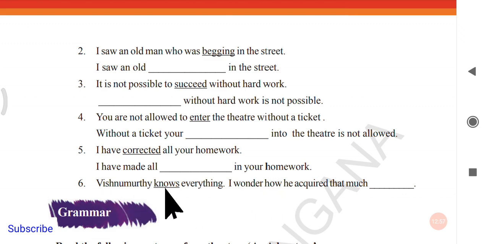Next, Vishnumurthy knows everything. I wonder how he acquired that much what? That much. This is somewhat different. That much knowledge. Okay, K-N-O-W-L-E-D-G-E, knowledge. So, I wonder how he acquired that much knowledge.